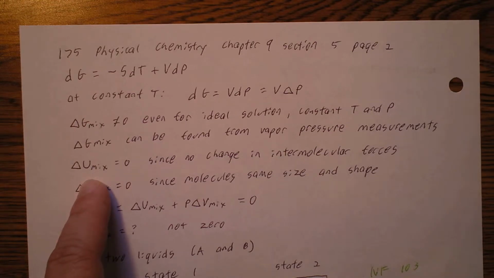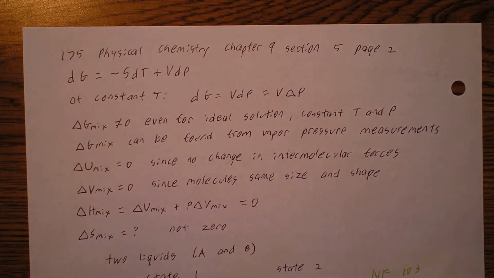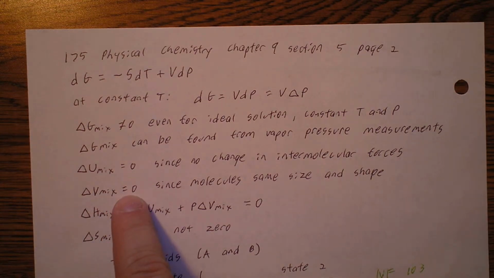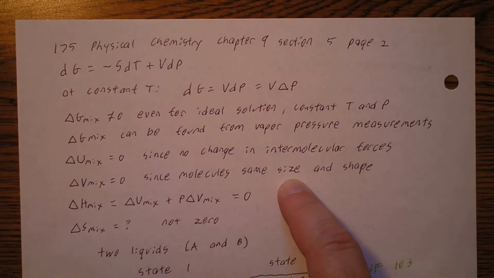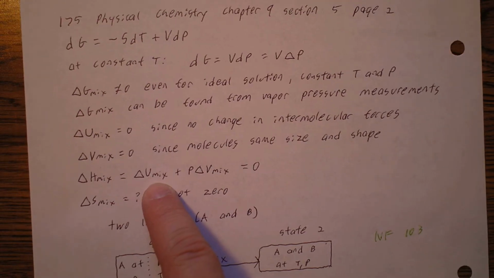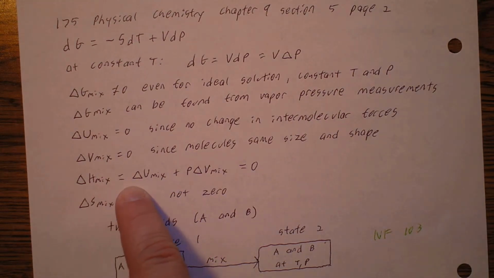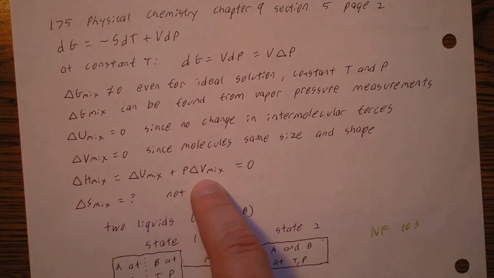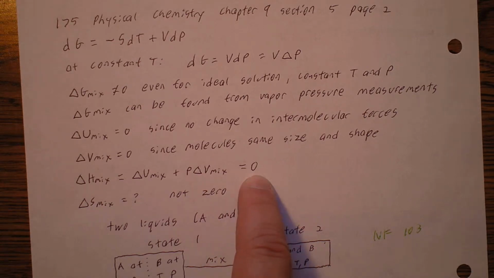The change in internal energy of mixing is equal to 0 because there's no change in intermolecular forces. The change in volume from mixing is equal to 0 since we said the molecules are about the same size and shape, so they should pack in together the same as they were separate. The change in enthalpy from mixing is going to be equal to the change in internal energy of mixing plus pressure times the change in volume from mixing. This is 0, therefore this is 0.